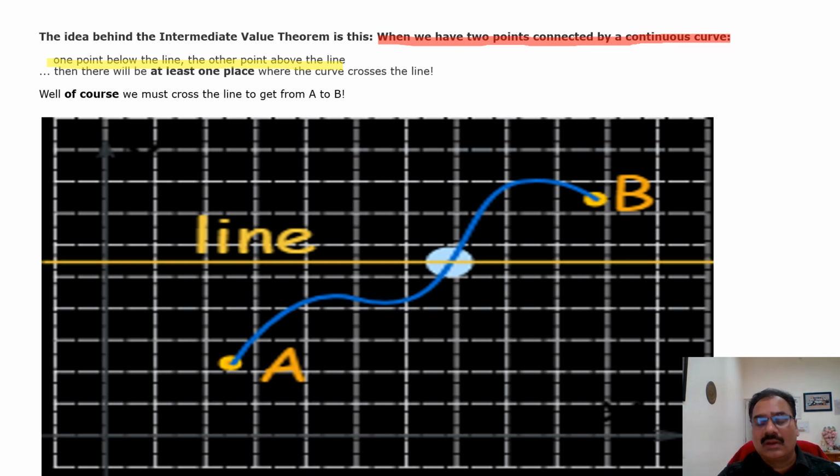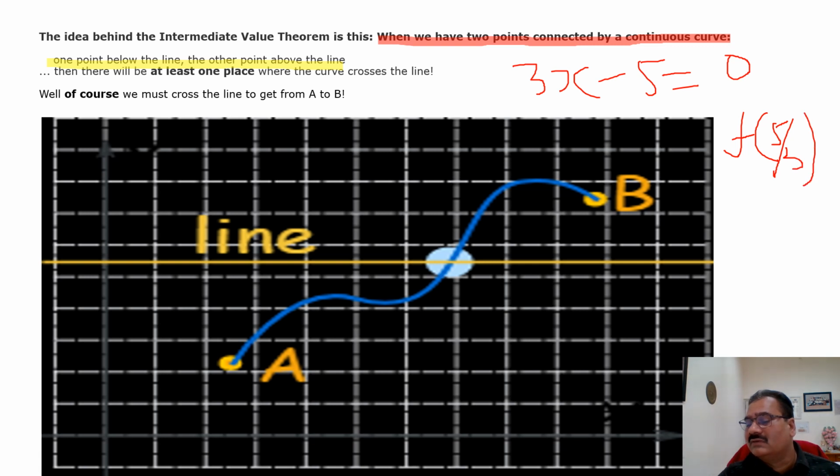Let us suppose I say to you, if the equation is 3x minus 5 is equal to 0, what is the solution? The solution of this equation is of course 5 by 3. Why? Because f(5 by 3) will satisfy this equation. f(5 by 3) is equal to 0. This satisfies the equation. It means the solution is 5 by 3.